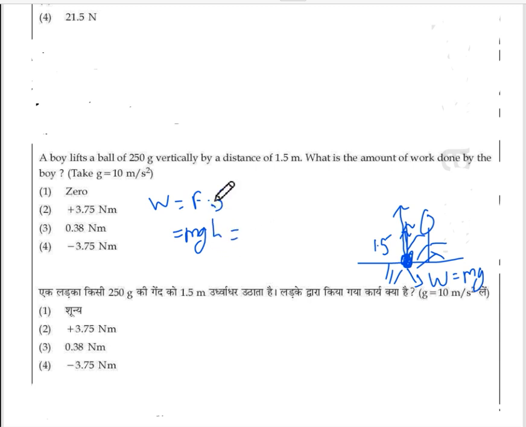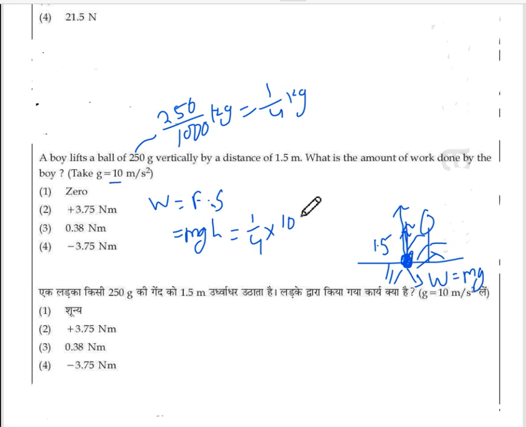So mg, where m is given as 250 grams. We convert it into kg, so it becomes 250 divided by 1000, which cancels to 1 by 4 kg. We put 1 by 4 into 10, since g is given as 10, and the height is 1.5. If we calculate it, we get 7.5 divided by 2, which is nearly equal to 3.75.